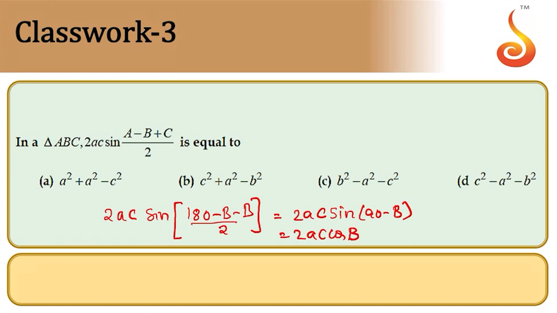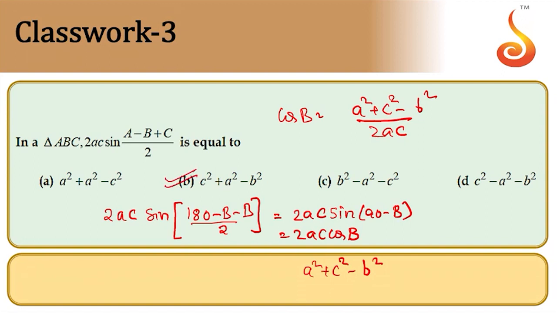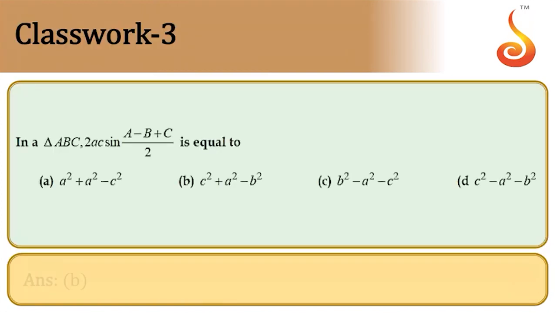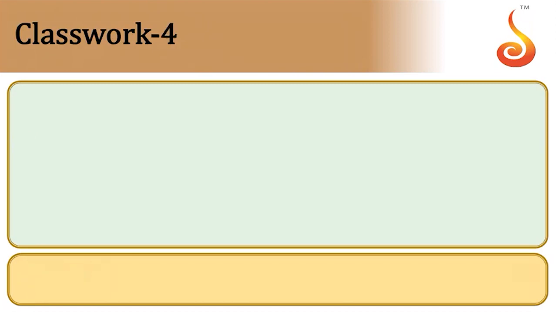2AC cos B is nothing but A square plus C square minus B square, by the cos formula. What is cos B? Cos B is nothing but A square plus C square minus B square by 2AC. From that, we get A square plus C square minus B square. This is option B. So option B is correct.